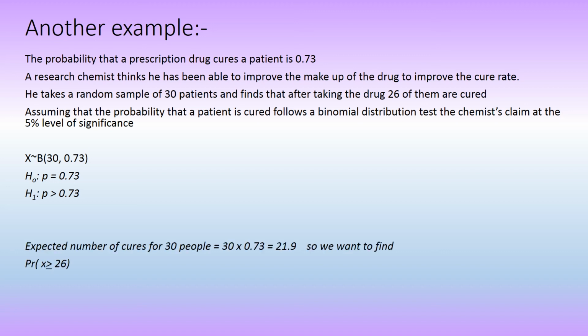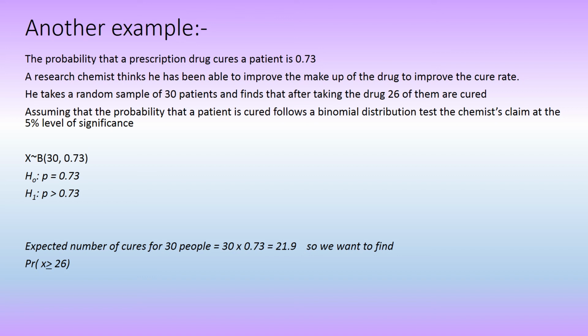So let's remind ourselves, what is the expected number of people cured normally? Well, if there's 30 people and normally the probability of the cure is 0.73, I'm going to multiply those together. That gives me 21.9. So normally I would expect out of 30 people for 21.9 people to be cured. Now he's got 26 people cured. Is that sufficiently higher than 21.9 to say that he has improved it?